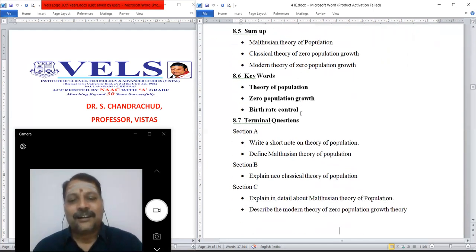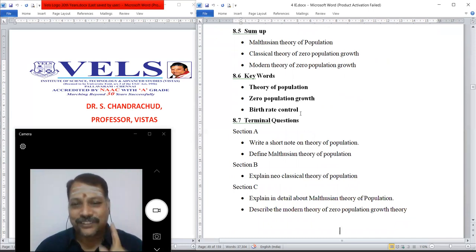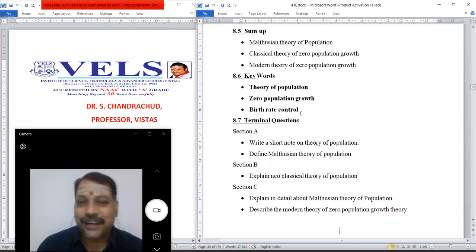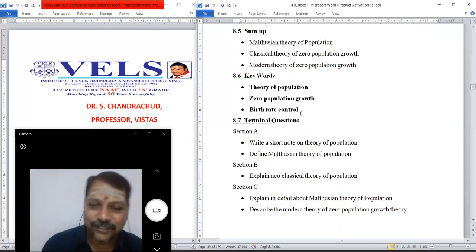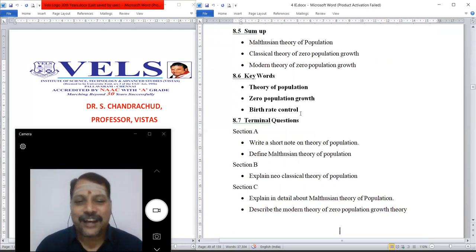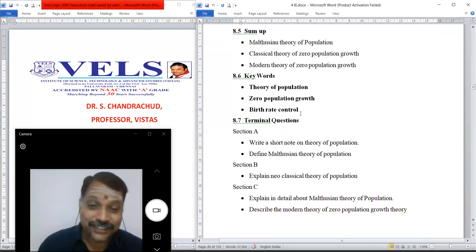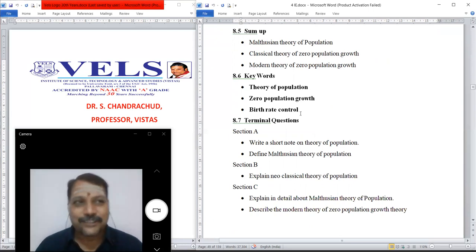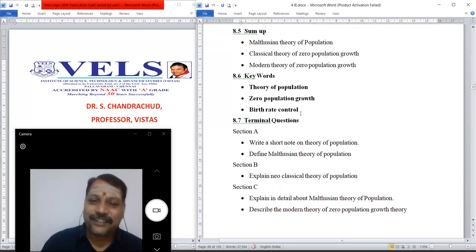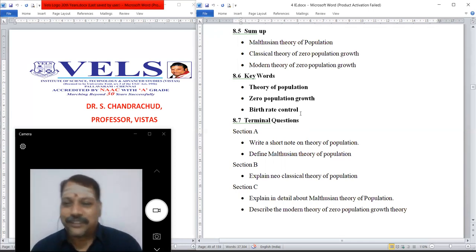And the expected question is the first one, that is the classical theory, the Malthusian theory of population. Sometimes they may ask either neoclassical or modern, but the probability is higher for the classical theory because it was implemented for a very long period and people believed that it was the right theory, but there was a lot of criticism. In Section D, there is a possibility of a question on the criticisms against the Malthusian theory. It's a confirmed question. With this, I am completing the class.